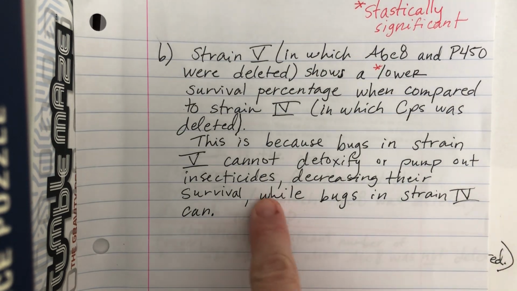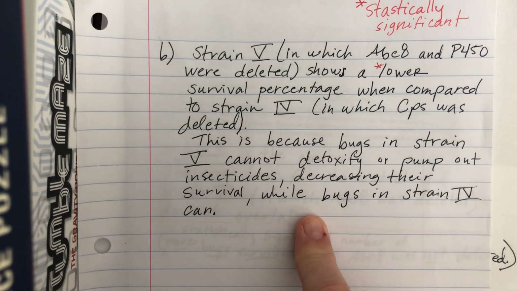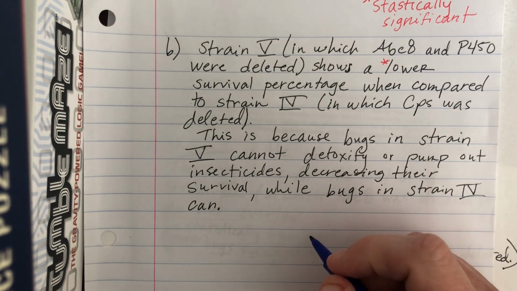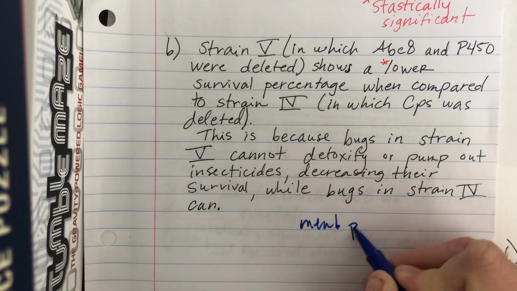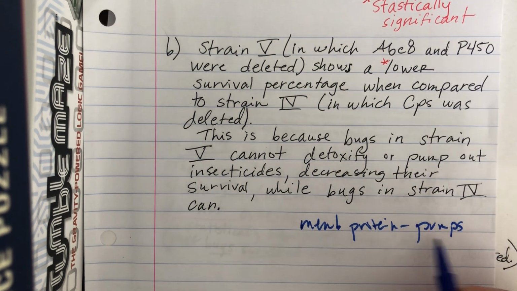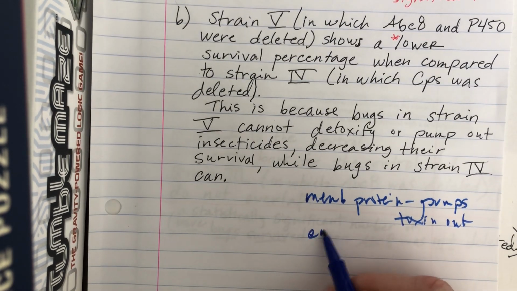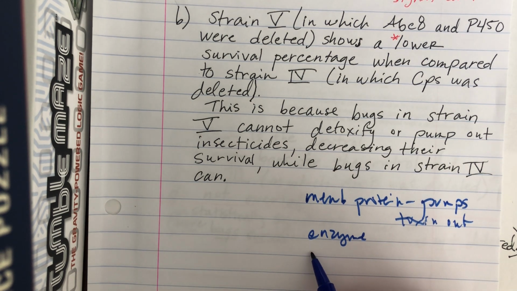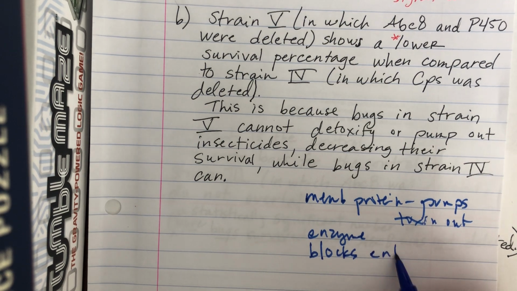We got many answers from our class that I noticed talking about the function, because we got 3 deletions in those genes. One of them's like a membrane protein that pumps the toxin out. One of them's like an enzyme that breaks up the toxin. And then the third one's like a component of the exoskeleton that blocks entry.